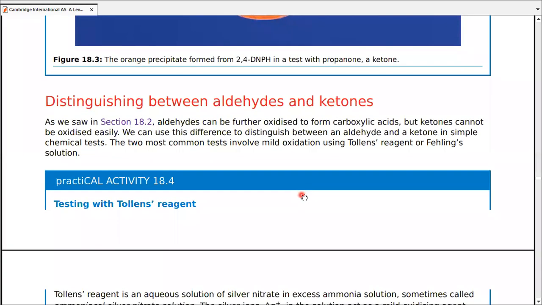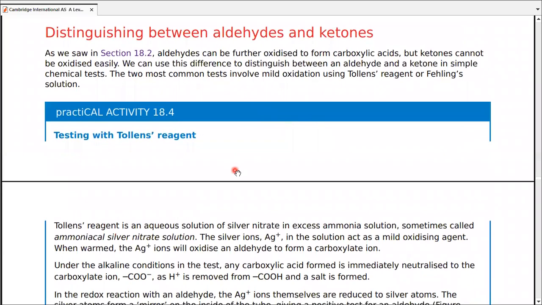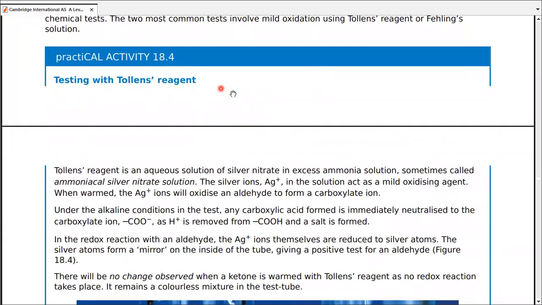Okay, distinguishing between aldehydes and ketones. Now, once you have confirmed the presence of a carbonyl group, which only goes positive with aldehydes and ketones, not with carboxylic acids or esters, you can distinguish between these two. How do we distinguish? We have further tests. The first test that we're going to go with is Tollens' reagent. Now, Tollens' reagent is also known as the silver mirror test.